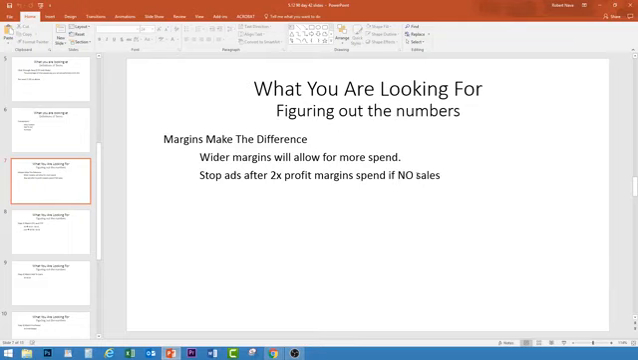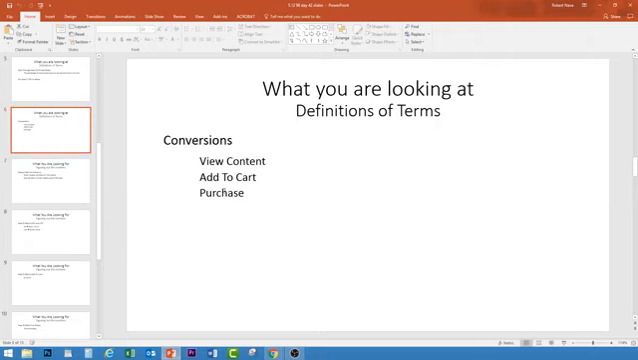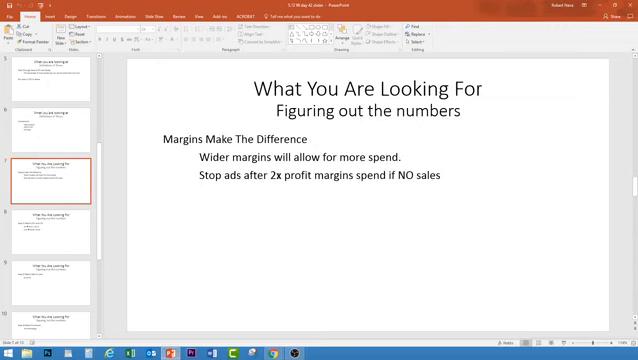So I don't look for, am I getting a $3 conversion, or a $10 conversion, or a $15 conversion? When I'm looking at purchases, I'm talking about purchases right now, I'm looking at spending 2 times my profit margin, and if I have no purchases, I'm talking about my purchase conversions. If I have no purchase conversions after 2 times my profit margins, then I'm going to pretty much stop my ad.